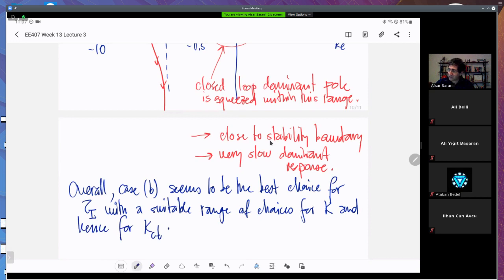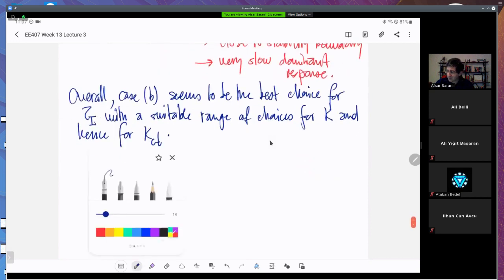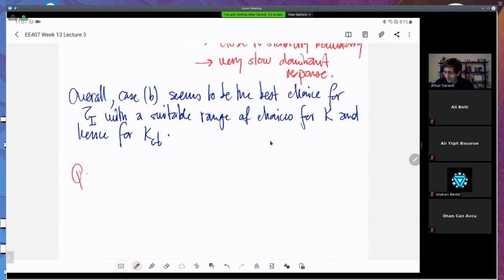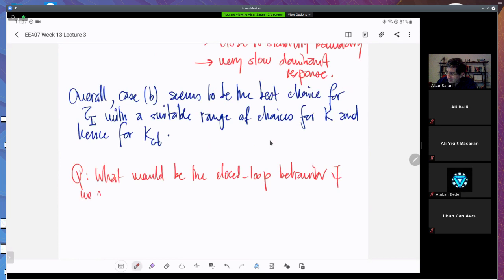Let me ask another question then to kind of work on. Now, what would be the closed loop behavior if we did not have the slave loop in the system, but the same PI controller.